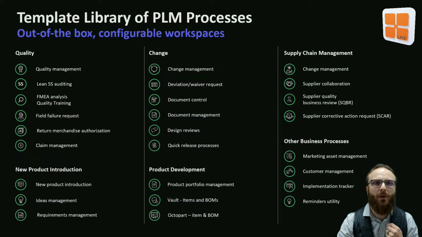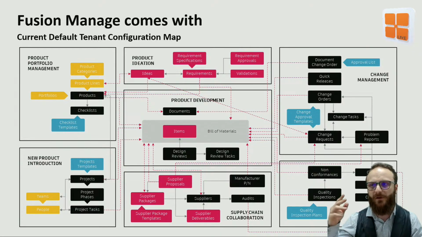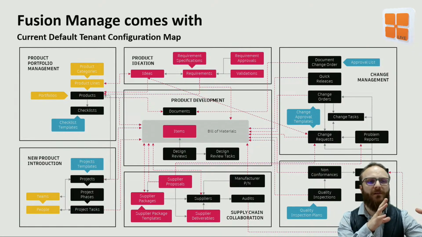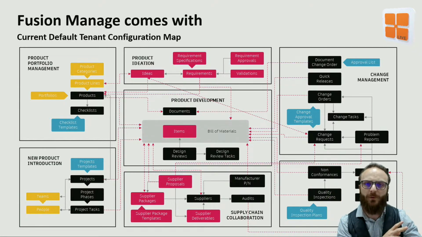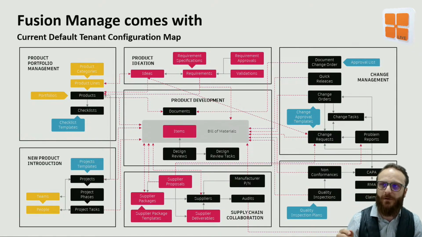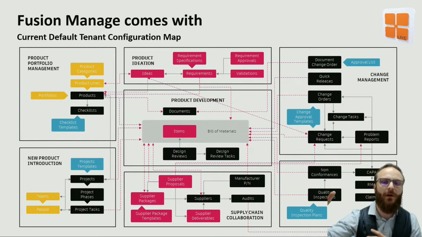And when we look at what comes with a Fusion Manage tenant out of the box, this is the map of what we're currently looking at. Now, for those of you who haven't looked at these before, you might be thinking, that's a bit chaotic, what's going on here? Well, what it's doing is it's showing you all of the interlinked processes between various different departments. So we might have product portfolio management where we've got different departments working on things, and that is one process. We've got product ideation, which is another process which links into product development and kind of goes to product portfolio management as well. On the far right of the screen, we've got our change management process, which not only controls things that already exist as items, but can also control other things as well.